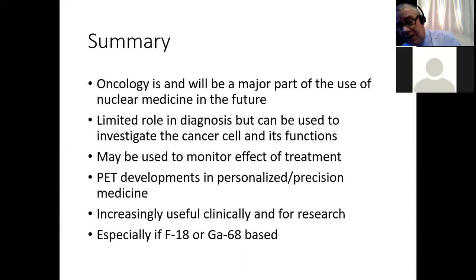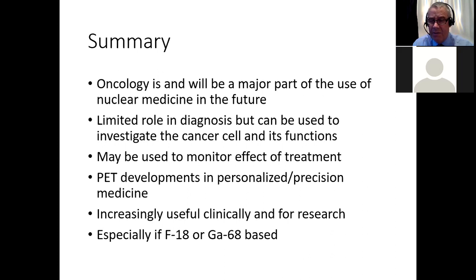So in summary, I think that we will still always be a major part of oncology. We're not there really for diagnosis, but we can be used for staging and reassessment. But very interesting is how we could possibly use more looking at cancer cells and their function, monitoring the effect of treatment, and maybe even this idea of personalized treatment.